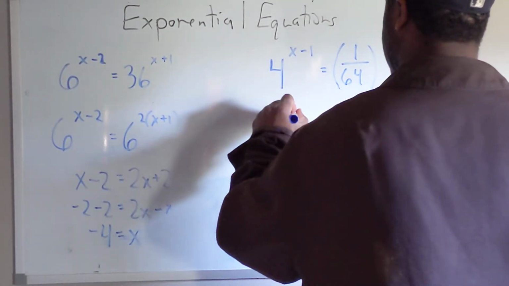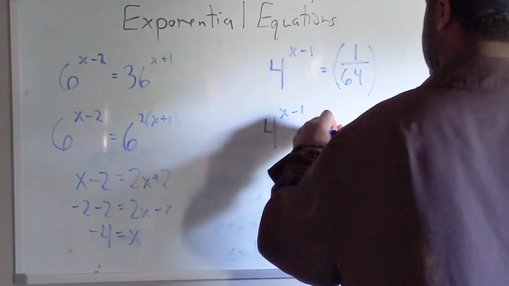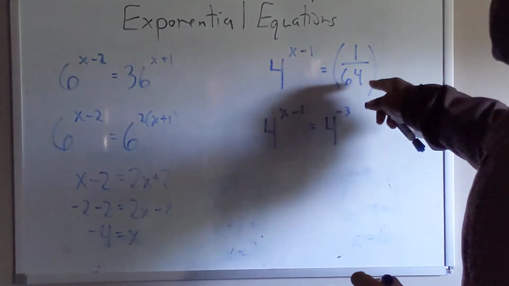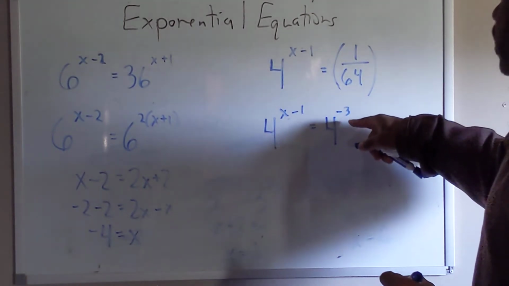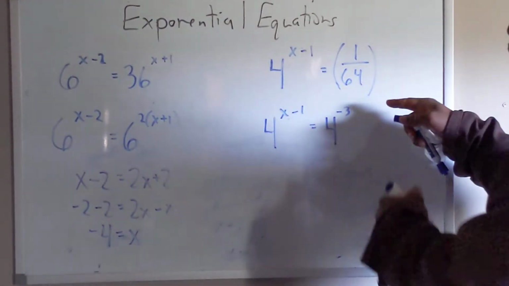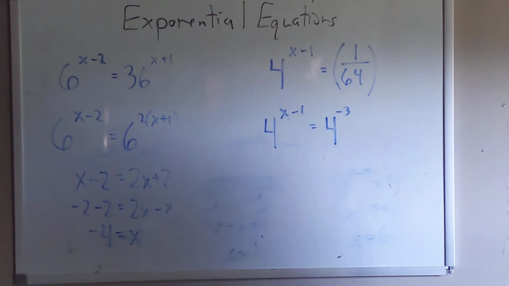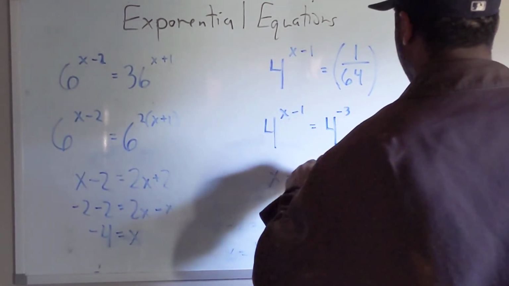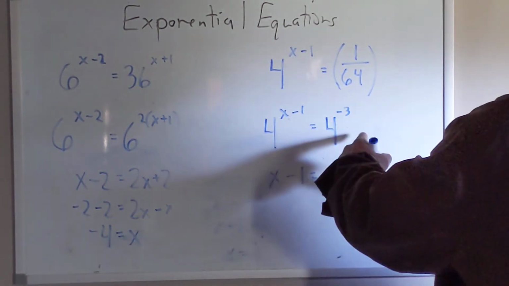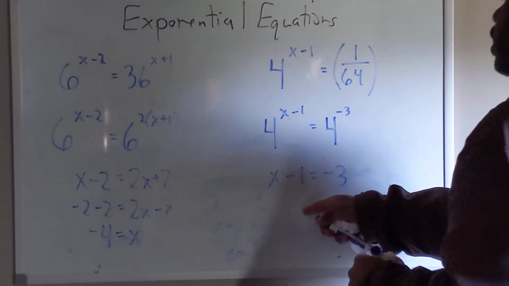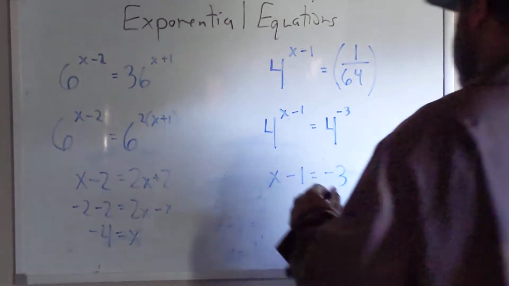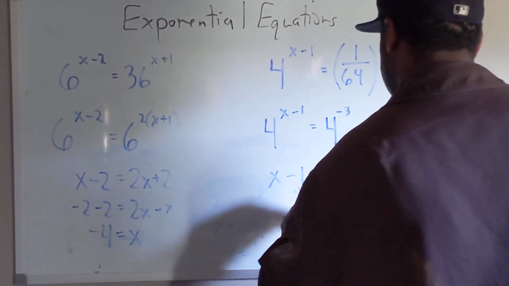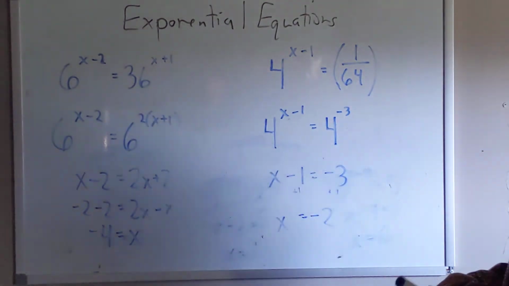Now we have 4 to the x minus 1. Everyone remembers this. That's 4 to the negative 3. Remember 4 cubed was 64, but it's 1 over 64, so it has to be reciprocated. Same base. x minus 1 is equal to negative 3. That's a negative. We move it to the other side. x is equal to negative 2.